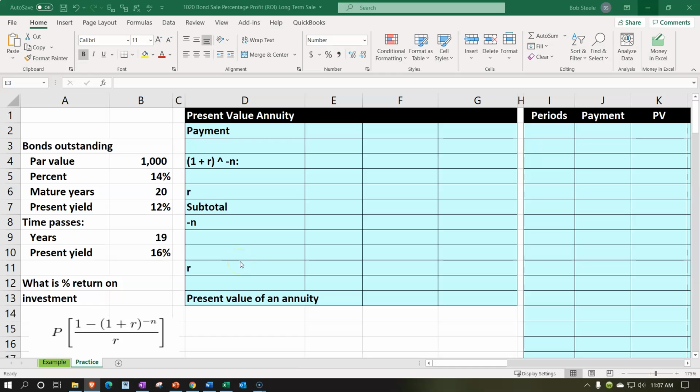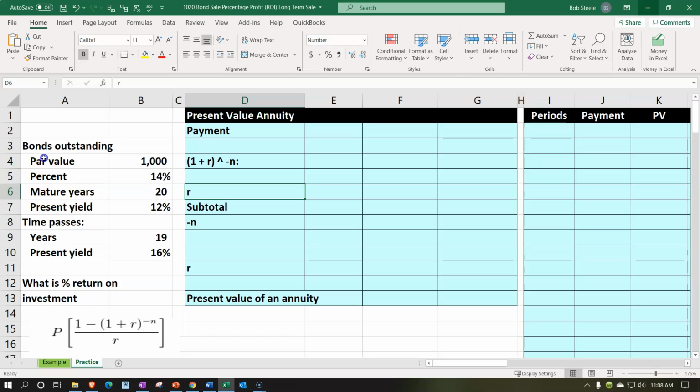Here we are in our Excel worksheet. If you have access to the Excel worksheet and would like to follow along, note that we are in the Practice tab as opposed to the Example tab, the Example tab in essence being an answer key. We're going to have the information on the left-hand side. We will populate that information into the blue area on the right-hand side.